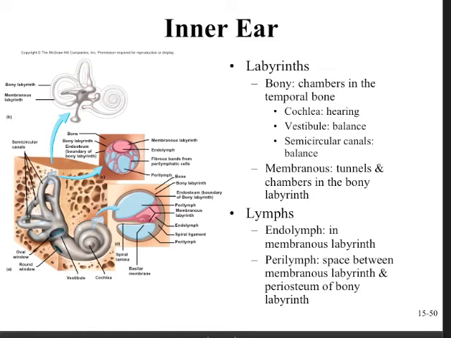There's endolymph in the membranous labyrinth, and there's perilymph in the space between the membranous labyrinth and the periosteum of the bony labyrinth. So you've got fluid running through both of these structures. You've got fluid running inside, and you've got fluid running around the outside of these structures in both cases.